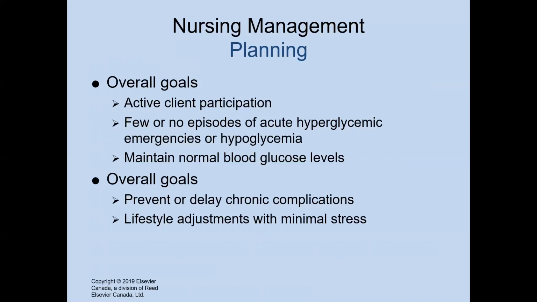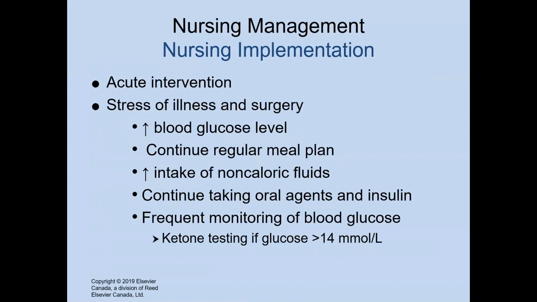So the endocrinologist works with each of their patients. Overall goals, what we want to do is prevent or delay those chronic complications, cardiac complications, end organ complications, kidney disease, blindness, high blood pressure, cardiac disease, other things. We also want to help them to make those lifestyle adjustments in a way that is not particularly stressful or threatening, but rather becomes overall life enhancing.